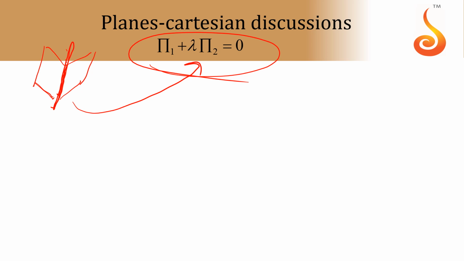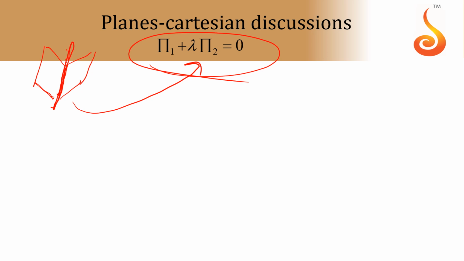common. Pi 1 equal to 0 and pi 2 equal to 0 are two planes. There is a line of intersection of the planes. All the infinite planes passing through that line of intersection can be generated by pi 1 equal to 0 and pi 2 equal to 0. That is called the family of planes or system of planes. Its equation is pi 1 plus lambda pi 2 equal to 0.